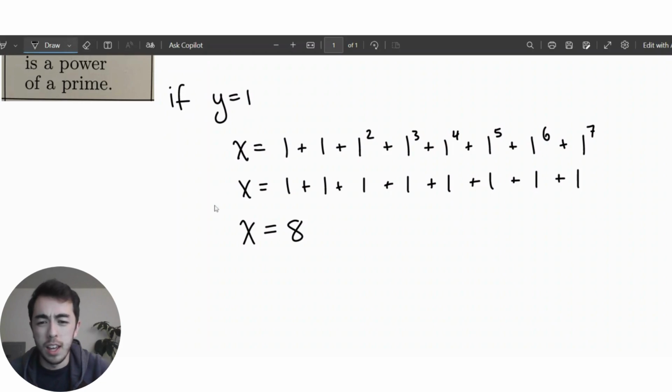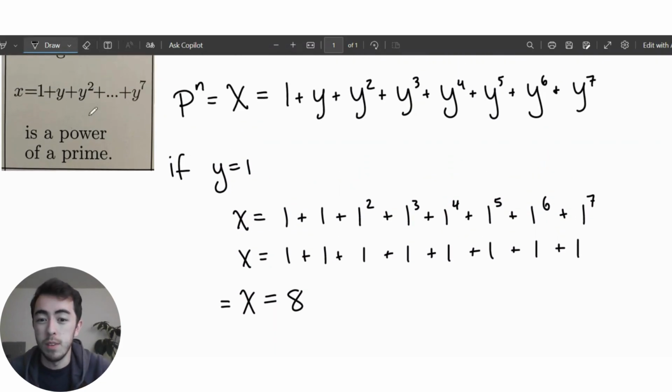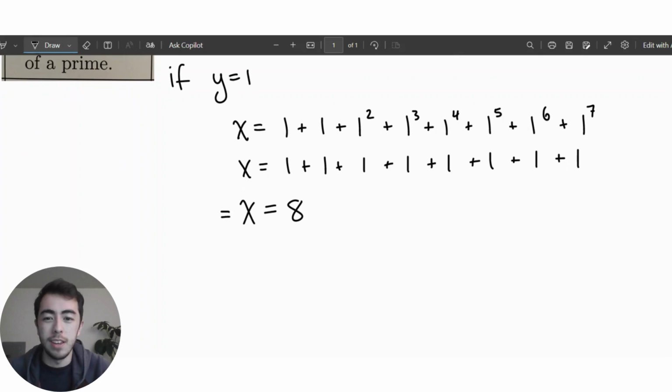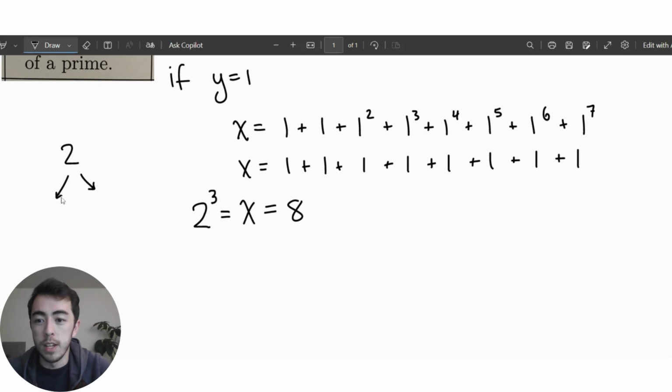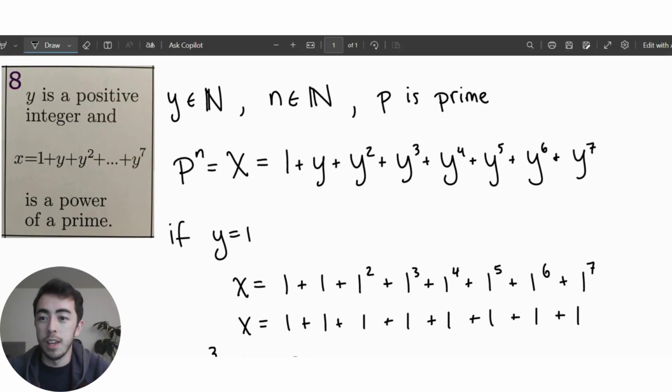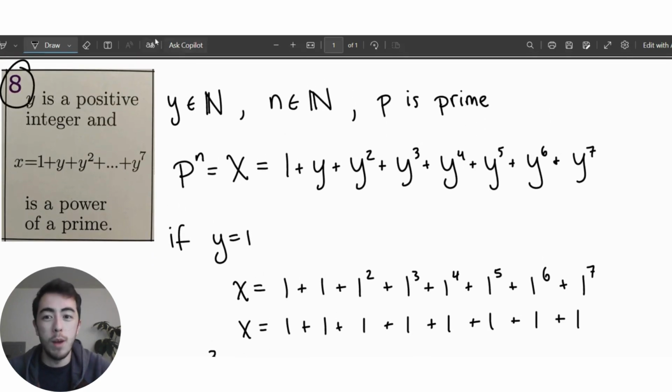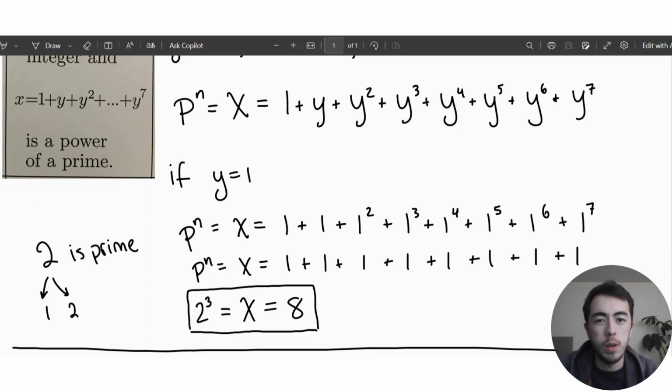All right, and I need to show that this x is a power of a prime. I know that 8 is 2 times 2 times 2, or 2 cubed. I also know that 2 is prime because when you break it down into its factors, it's just 1 and 2. There's nothing else. So I found it. x is equal to 8, and that's the answer for today's problem. So that was weirdly easy.